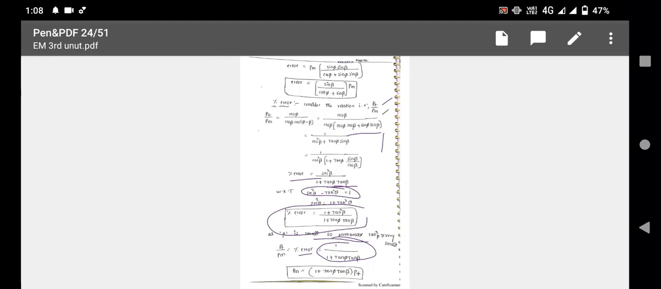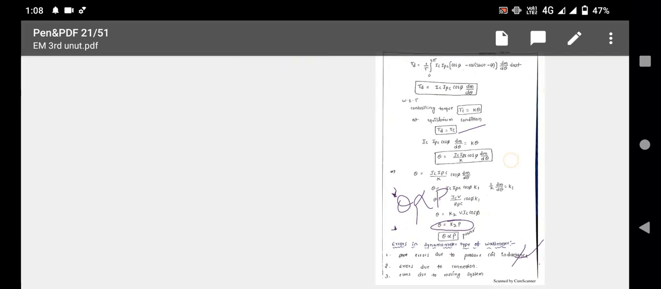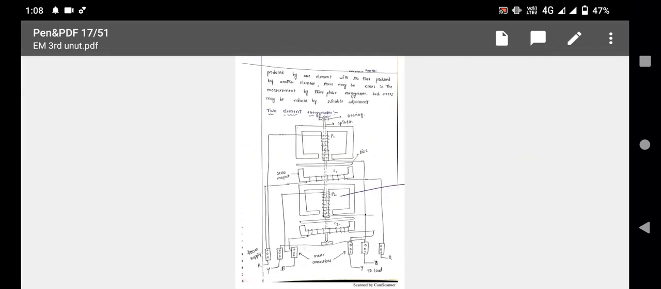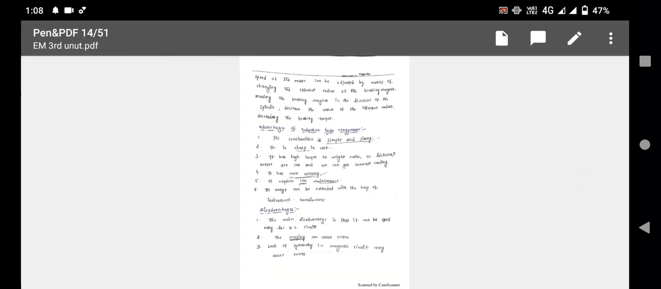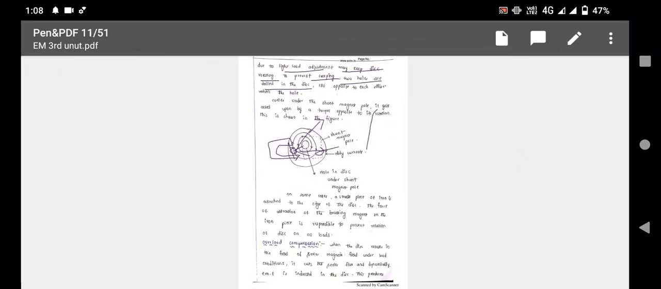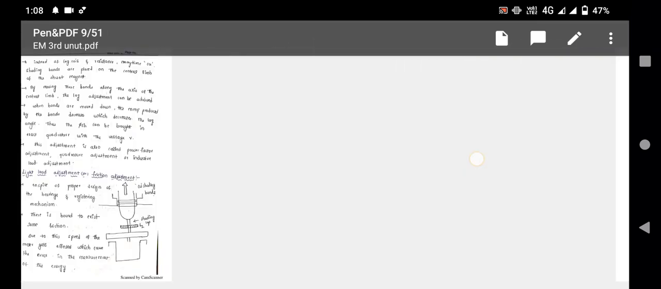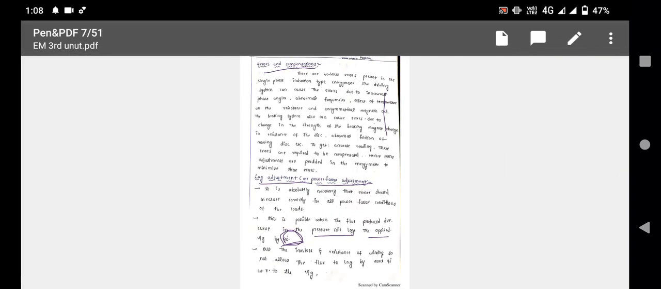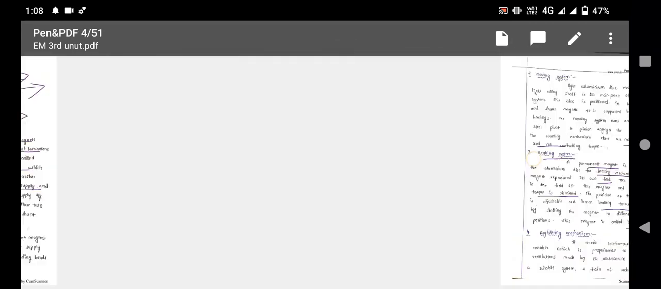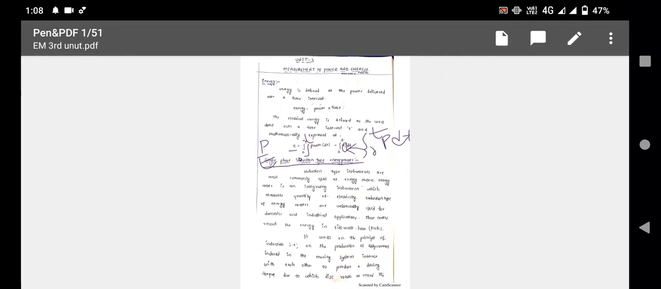This is the main syllabus. According to the syllabus, a brief introduction about unit 3. It is very difficult to explain the entire chapter in one video, but for a brief idea, unit 3 is measurement of power and energy. First we discussed energy meter. After that we discussed wattmeter.